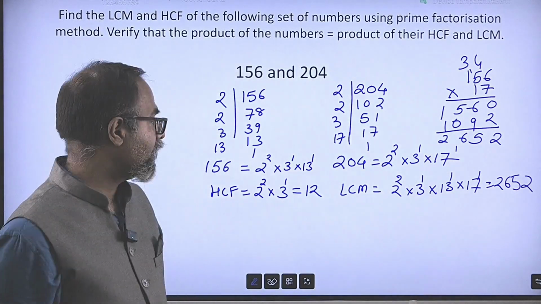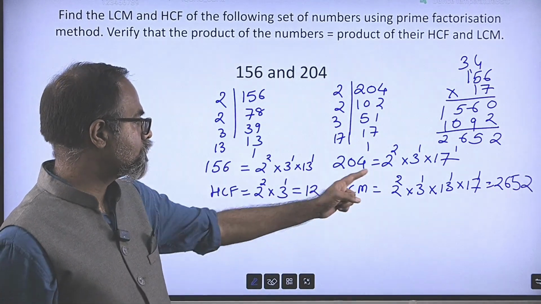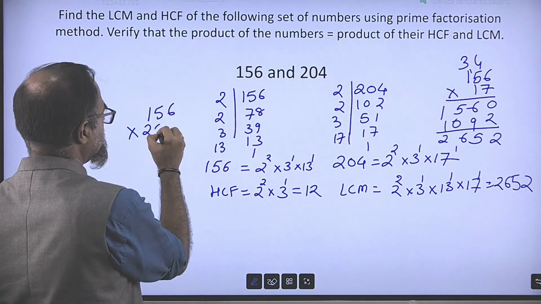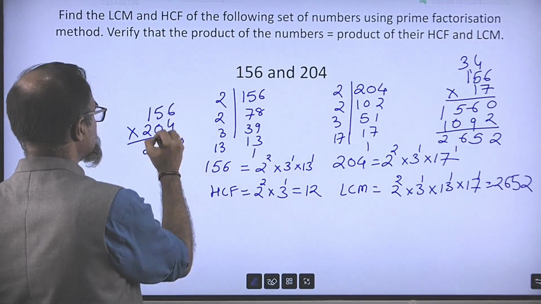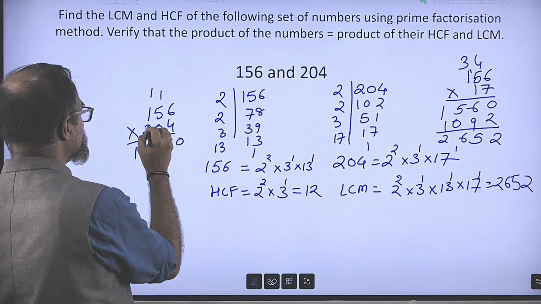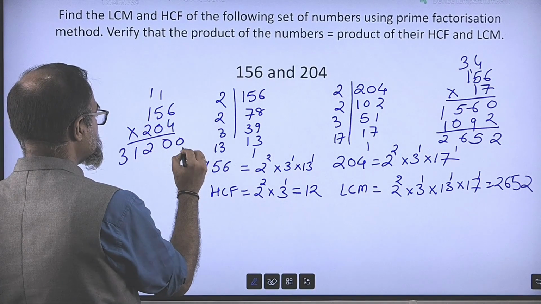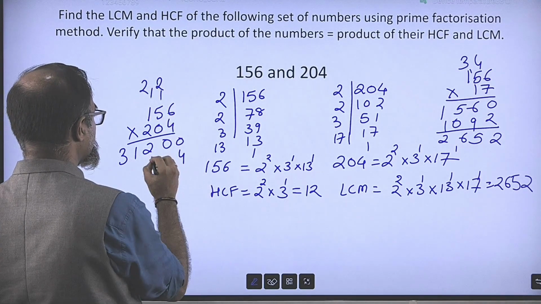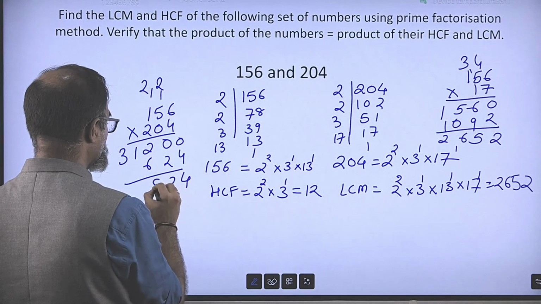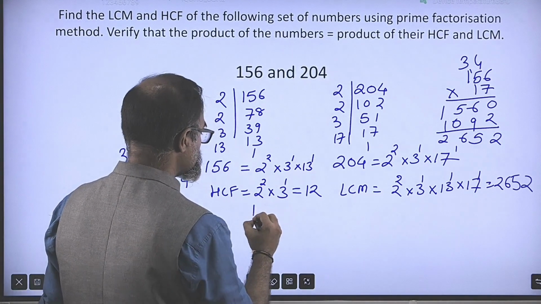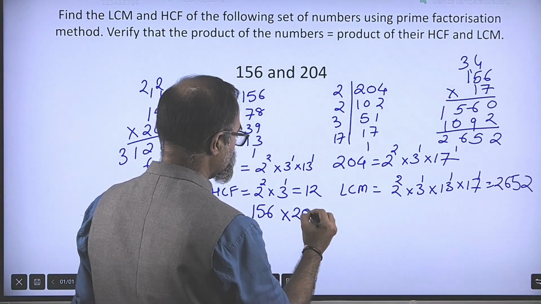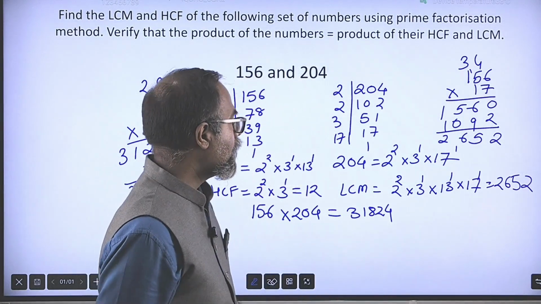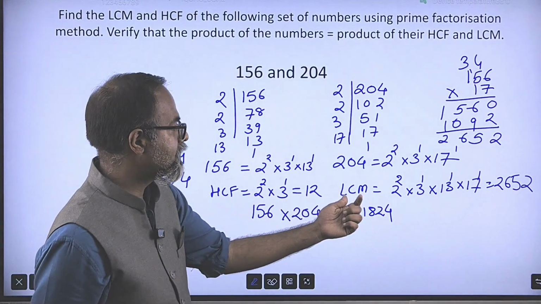Now we need to verify whether 156 into 204 is the same as 12 into 2652. So 156 multiplied by 204. 2 6s are 12, 2 5s are 10, 11, 2 1s are 2, 3, 4 6s are 24, 4 5s are 20, 4 1s are 4, 5, 6. So 156 into 204 gives me 31824, and here HCF is 12, LCM is 2652.